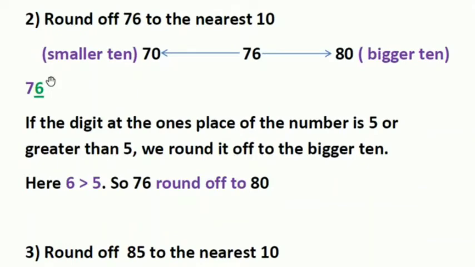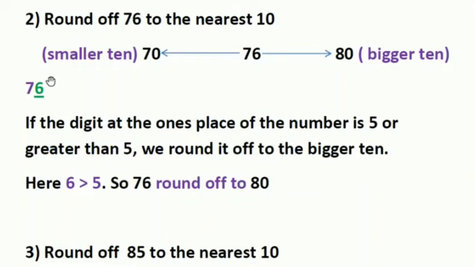Round off 76 to the nearest 10. 70 is the smaller 10 and 80 is the bigger 10. If the digit at the ones place of the number is 5 or greater than 5, we round it off to the bigger 10. Here 6 is greater than 5. So 76 rounds off to 80.